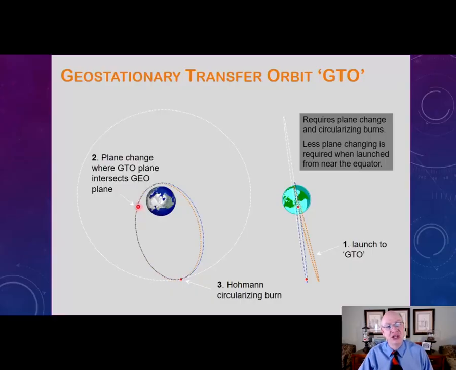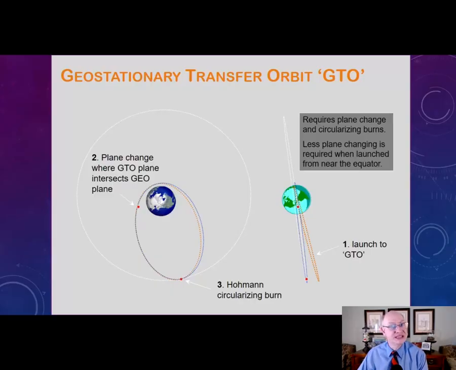And that plane change maneuver, that's what they talk about here, is where you change the inclination of your orbit. You go from the inclined orbit to a 0 degree orbit. And then once you get up here to the top of your Hohmann transfer orbit, that's when you fire your thrusters again to circularize your orbit and put yourself in that circular geostationary orbit.